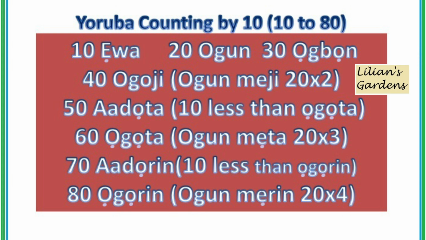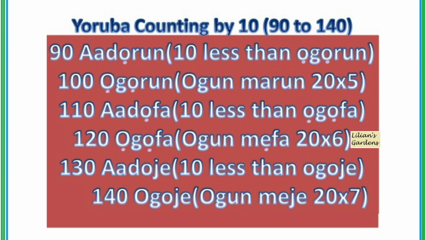Yoruba numbers keep counting by 10. A máa bẹ̀rẹ̀ sí ní sọ eléyìí lọ ní Yorùbá nísìnyí. 10 ẹ̀wá, 20 Ogun, 30 Ogbon, 40 Ogoji. Ìyẹn ni ogún méjì, 20 times 2. 50 àádọ́ta, 10 less than ọgọ́ta. 60 ọgọ́ta, ogún mẹ́ta. 70 àádọ́rin, 10 less than 80. 80 ọgọ́rin, ogún mẹ́rin, 20 times 4. 90 àádọ́rùn, 10 less than ọgọ́rùn.